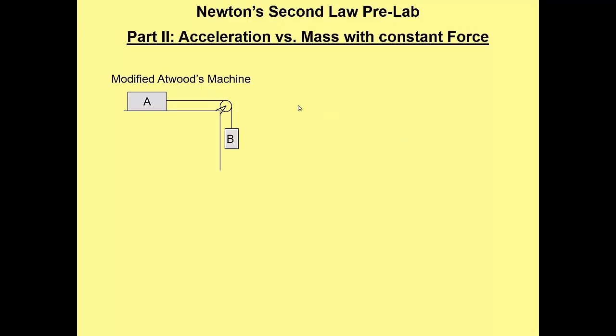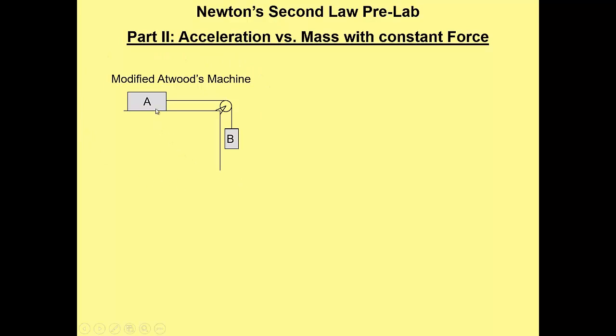So in this half of the lab, we're going to use a different independent variable, the mass, measure the resulting acceleration, and keep the force constant. So this is acceleration versus mass with constant force. And again, we're going to use our old friend, the modified Atwood's machine.